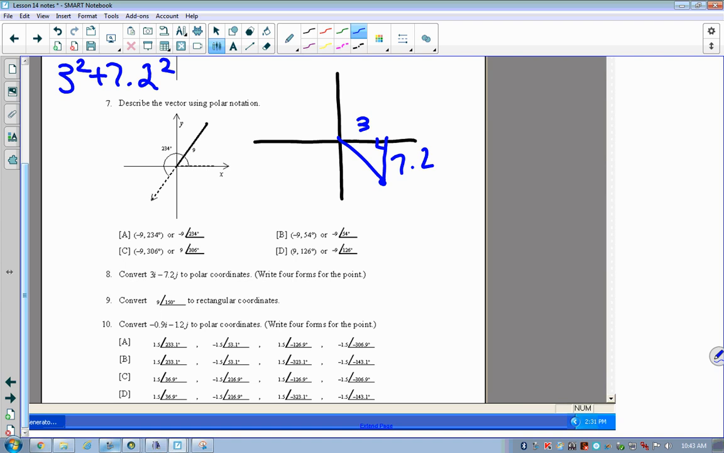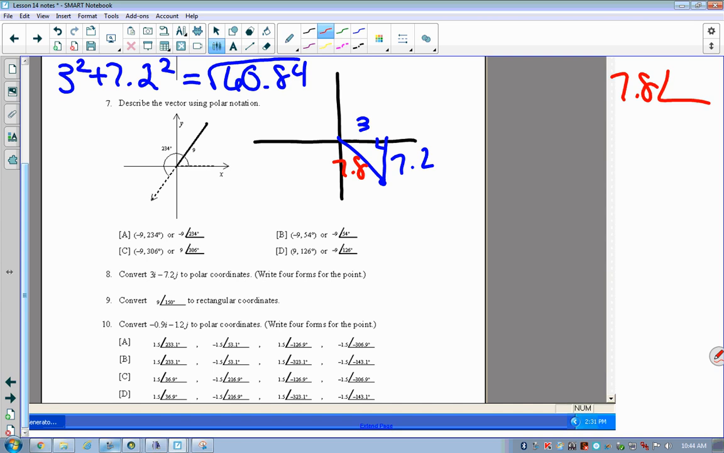All right, Christian, you got a graphing calculator now. Can you tell me what 3 squared plus 7.2 squared is? 60.84. Can you square root that for me so that we know what our hypotenuse is? 7.8. Okay, 7.8. So 7.8 is my hypotenuse.